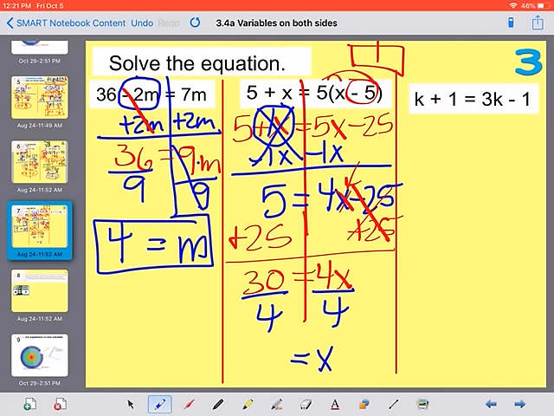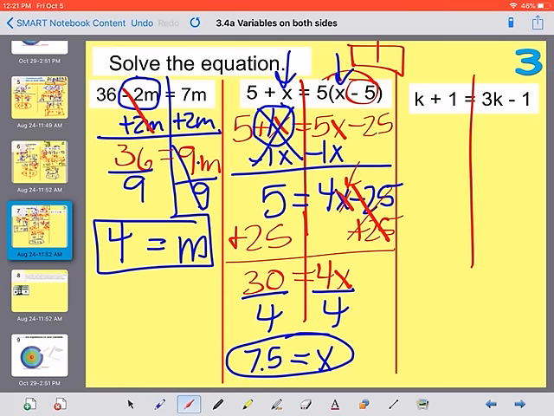So we do have not a very nice number. We are really going to get, if we plug this in our calculator, 7.5, which is okay. If you're not sure if you got a right answer, you can plug it back in for both and make sure you have the same number on both sides.